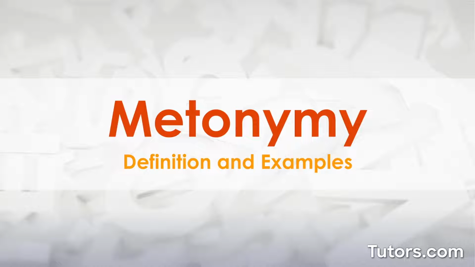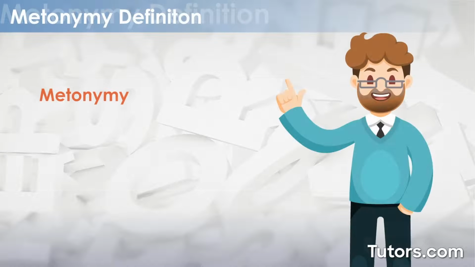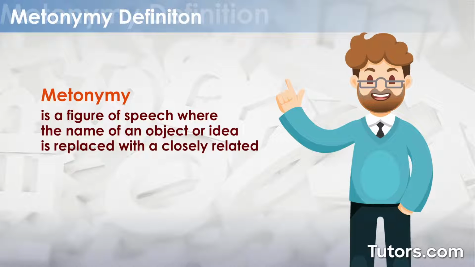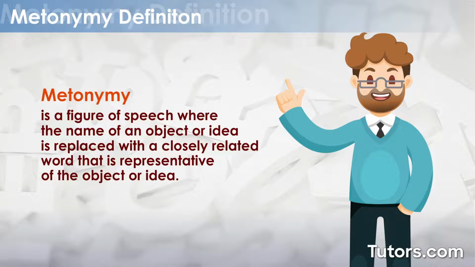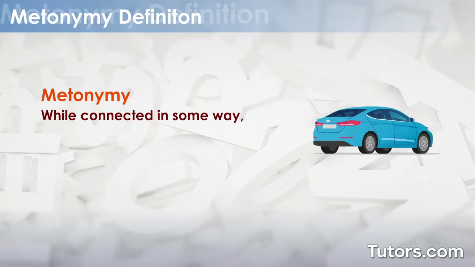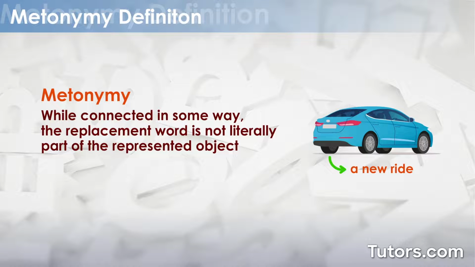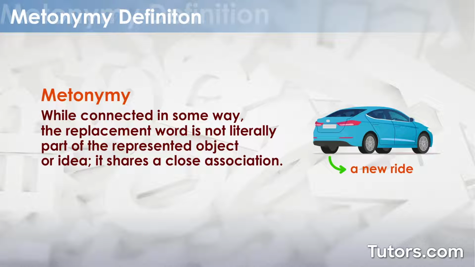Metonymy. Definition. Metonymy is a figure of speech where the name of an object or idea is replaced with a closely related word that is representative of the object or idea. While connected in some way, the replacement word is not literally part of the represented object or idea. It shares a close association.